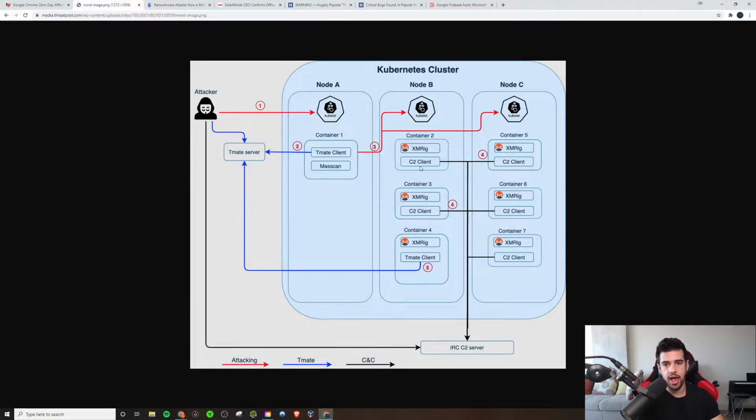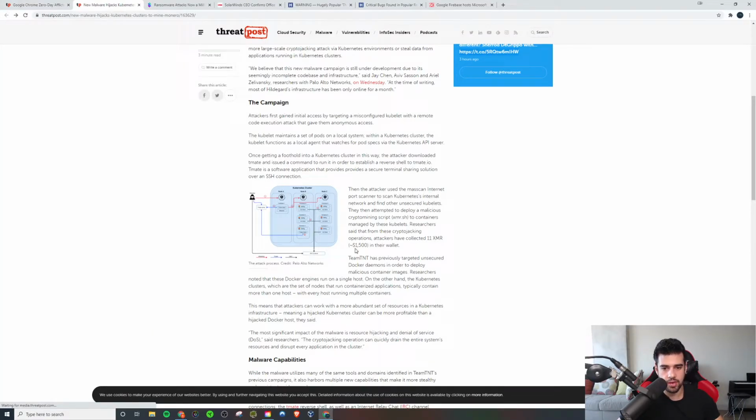And once they did that, they uploaded the mining software for Monero on all the different containers, and they had it send to their C2 server, thus getting them quite a bit of Monero. I think it said to the tune of $1,500 approximately. And as time goes on and Monero increases in value, that's even more money, right? So that's basically how this went down.